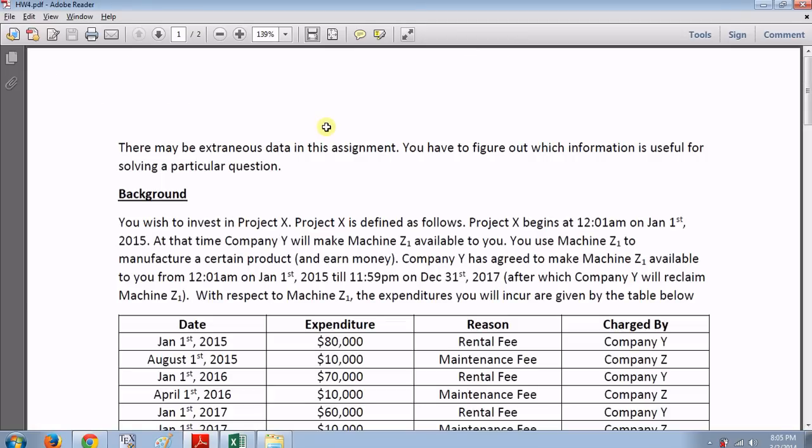Now, where were we? At that time, Company Y will make machine Z1 available to you. So they make machine Z1 available on Jan 1st, 2015. So far no numerical data, and we're okay. You use machine Z1 to manufacture a certain product and earn money, hopefully. Company Y has agreed to make machine Z1 available to you from 12:01 a.m. on Jan 1st, 2015 till 11:59 p.m. on December 31st, 2017, after which Company Y will reclaim machine Z1.